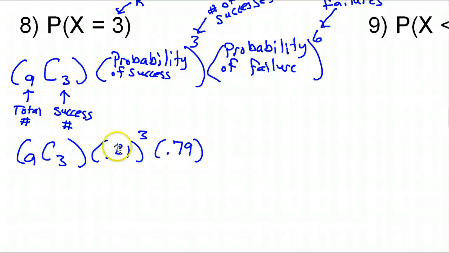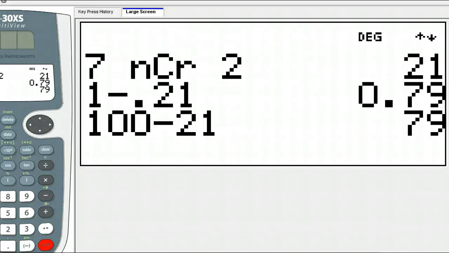Now again, if the number of successes was 3, that means the number of failures will be 6 because we have a total of 9. And then we just put this in our calculator and get the answer.